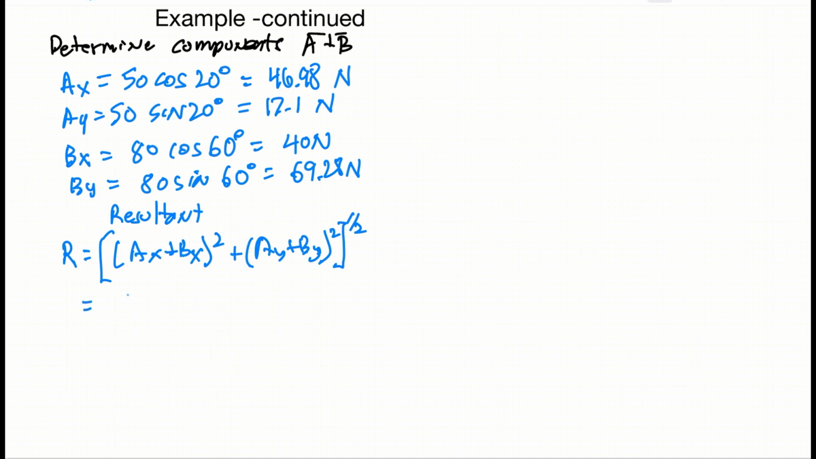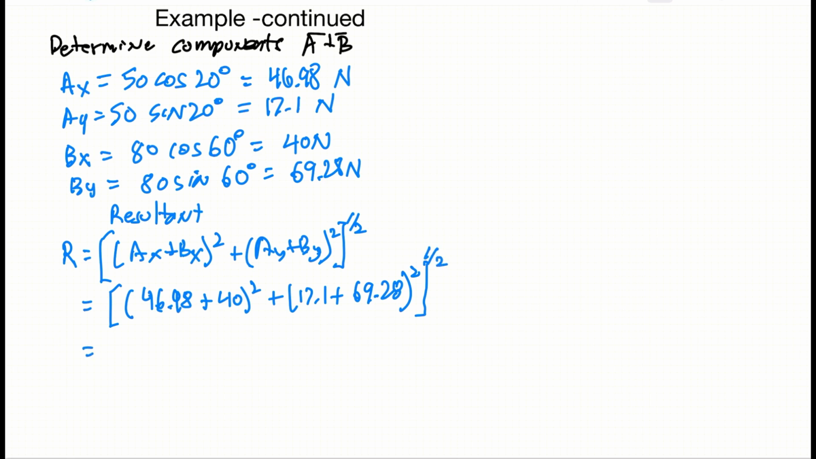Now, if we put all those numbers in there, what we're going to come up with: a sub x is 46.98, b sub x is 40, quantity squared, plus a sub y is 17.1, plus b sub y, 69.28. Square that whole quantity, then we take the square root of that. I'm not going to show that, but if you do that on your calculator, you're going to come up with 122.6 newtons. So that is the length of the resultant vector.